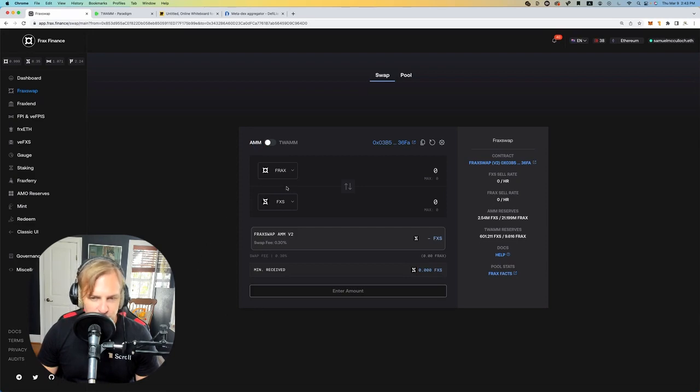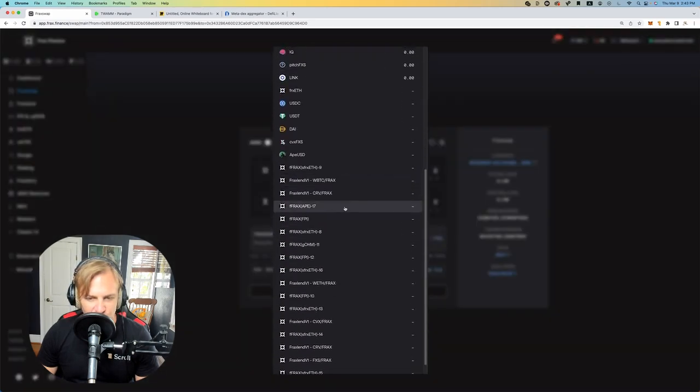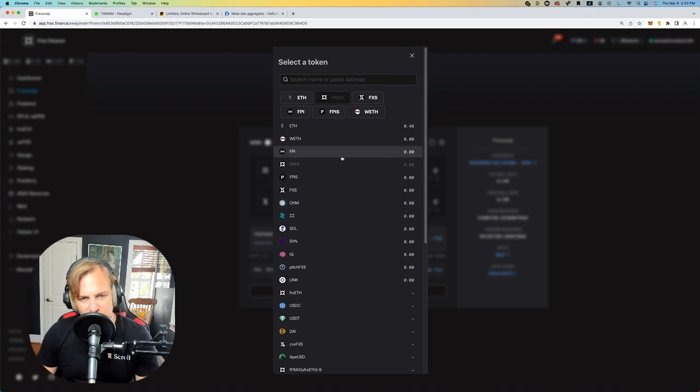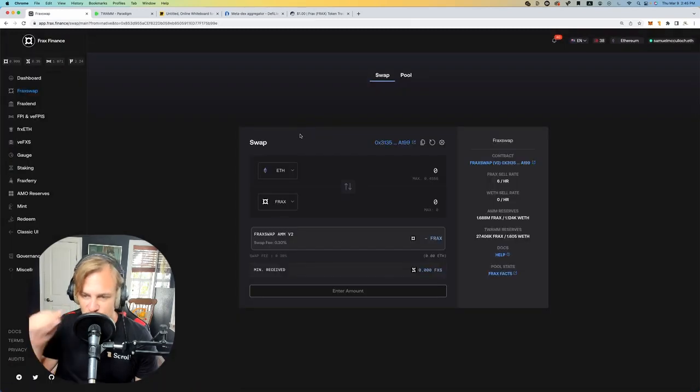Once you choose to perform a basic swap, the next thing to do will be to choose what kind of assets you want to swap. If your wallet is connected, you can choose on either of these boxes to bring up a new menu that has all the different assets that are provided as liquidity inside the Frax protocol. So I already have Frax selected. In this case, I'm going to choose ETH, which I have 0.46 or 0.45 in my wallet.